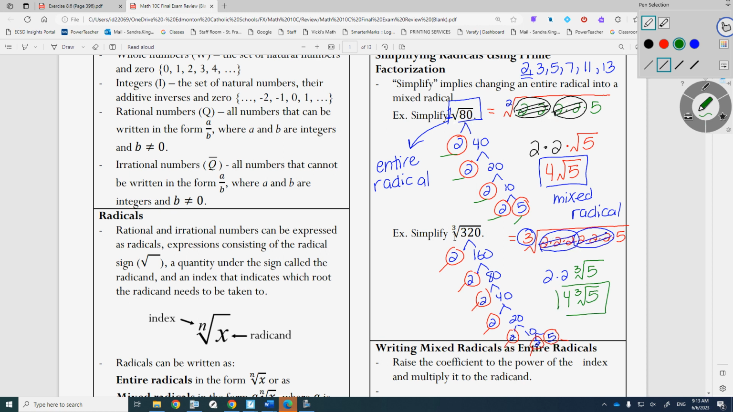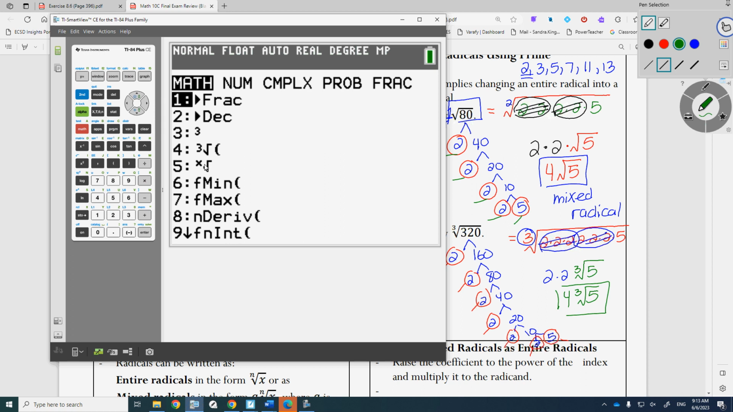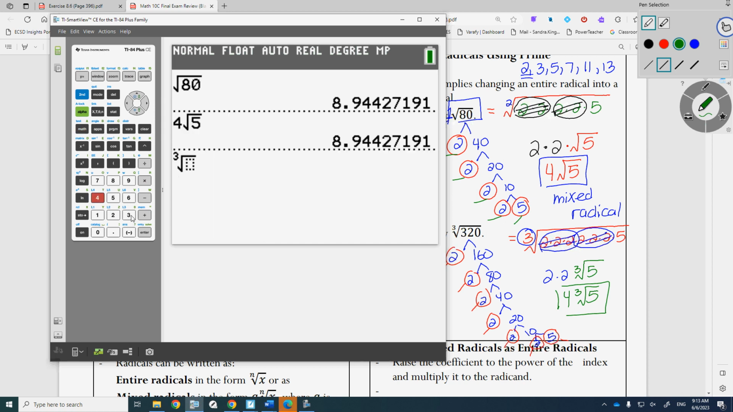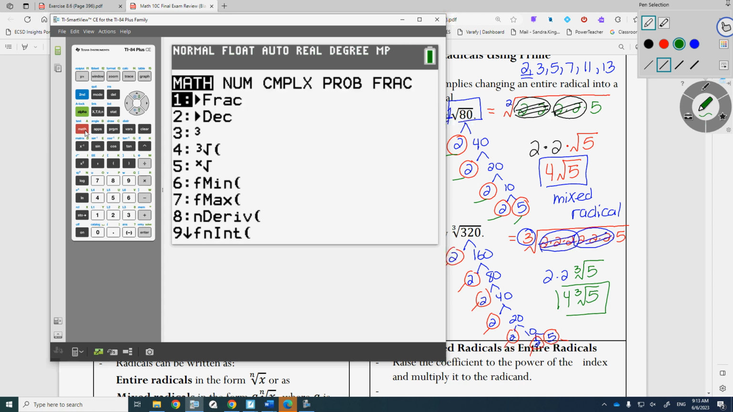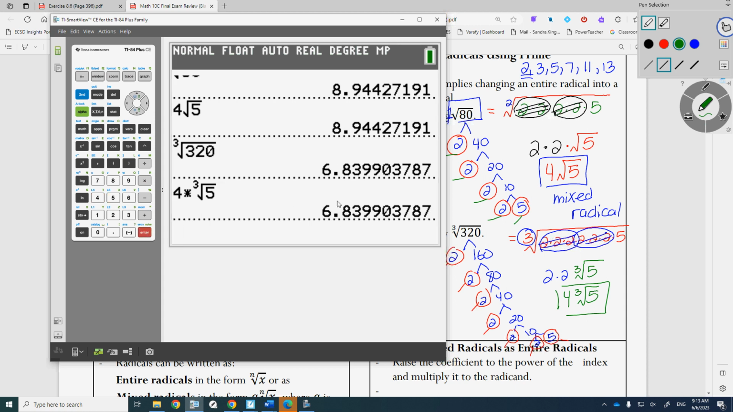I would check on my calculator to see. So I would type in the third root of 320. It's under your math button, number 4. Third root of 320. And I would type in 4 times the third root of 5. And again, this is how you're going to know that you're correct.